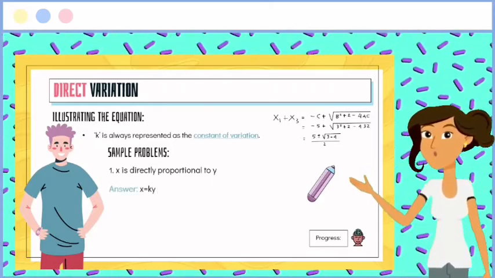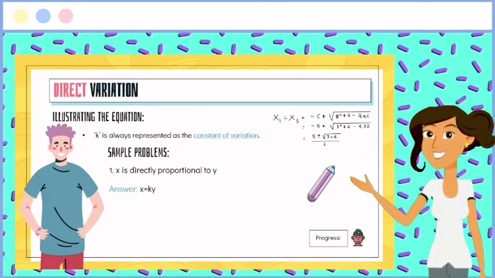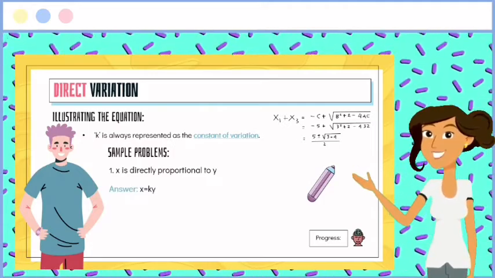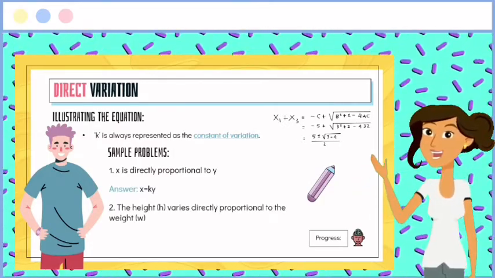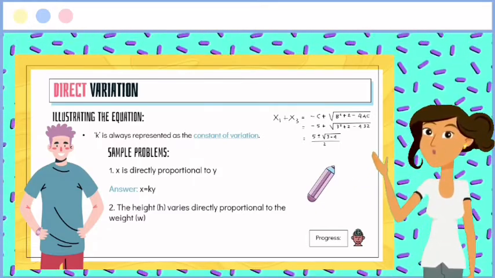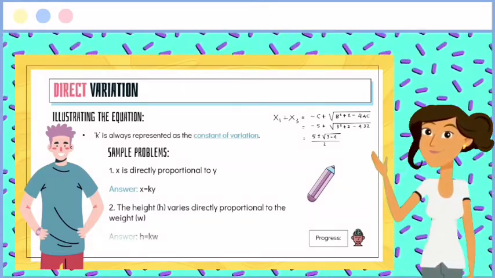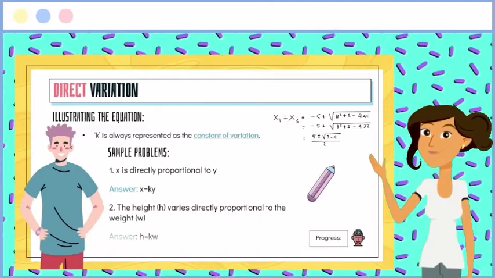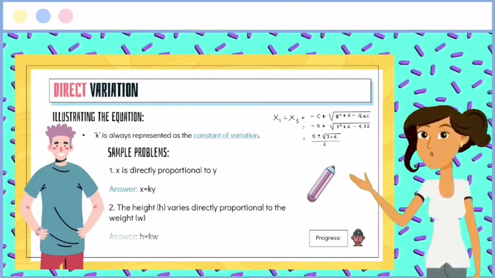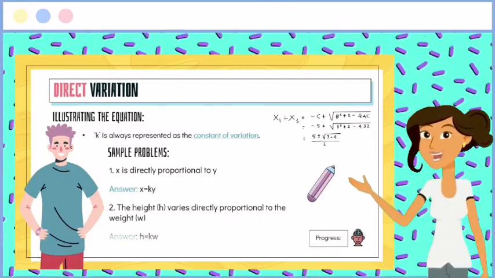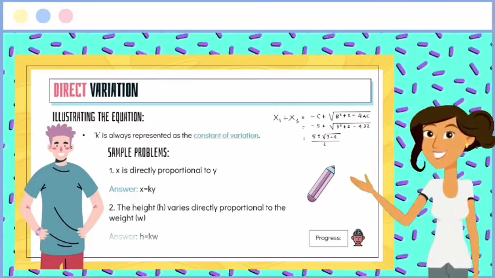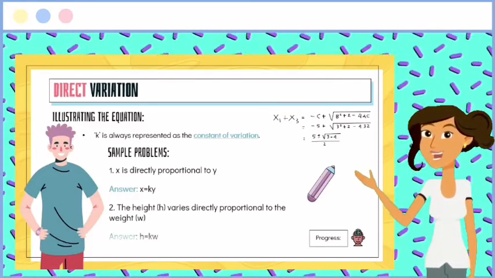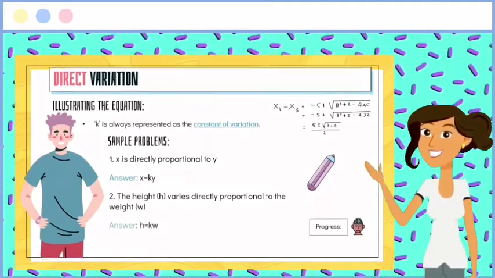So here are the sample problems. The first one is x is directly proportional to y. So the answer will be x is equal to constant of variation y. And the second one is the height or age varies directly proportional to the weight, which is w. So the answer will be h is equals to constant of variation w.